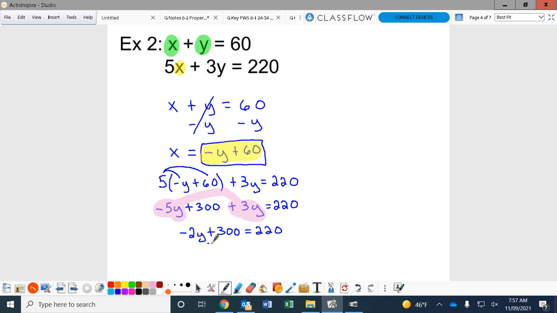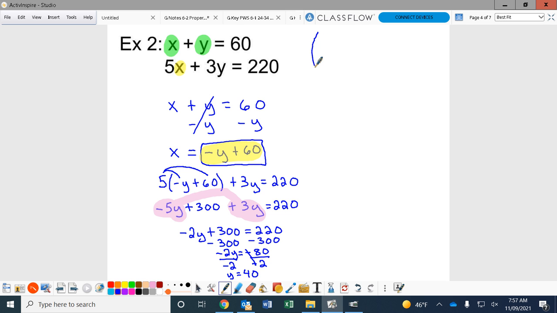We're going to minus 300 to get our variable by itself. That makes it negative 2y equals negative 80. We're going to divide both sides by negative 2, which gives us y equals, now the negatives cancel out, and we get y equals 40. Guys, you can get negatives, it's okay. Positives or negatives, doesn't matter. This is a place on the graph, there are positive and negatives on your graph.